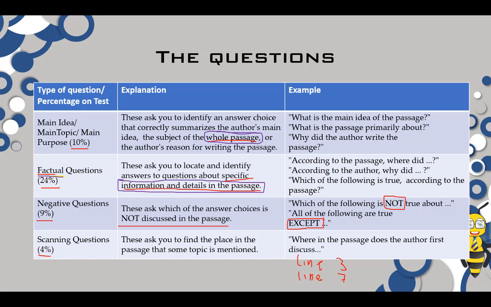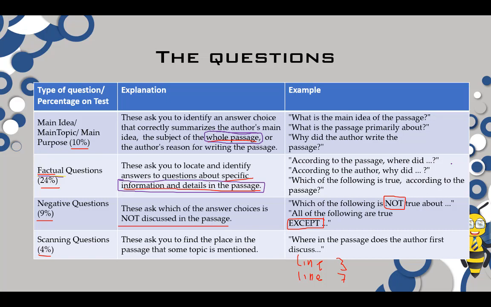And the questions could be like, according to the passage, where did, I don't know, where did the author mention this? Or according to the author, why did, I don't know, Americans do this? And finally, which of the following is true according to the passage? So you will read four different sentences and only one of them is true.